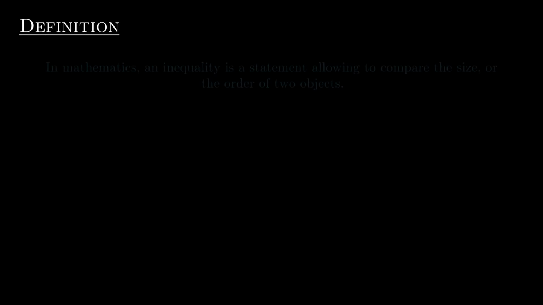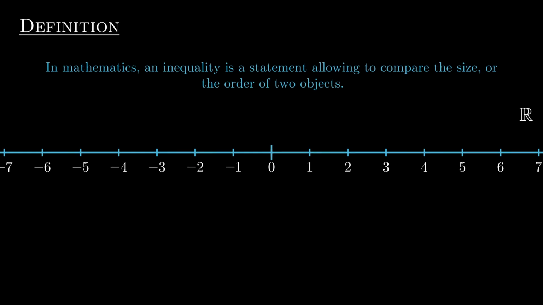So let's look at the definition of an inequality. In mathematics, an inequality is a statement allowing us to compare the size or the order of two objects. Here in this video we consider the set of real numbers, and this set is an ordered set which is measurable. If I give you two different numbers, there is an order relationship between these two numbers. One is bigger than the other or they're equal.